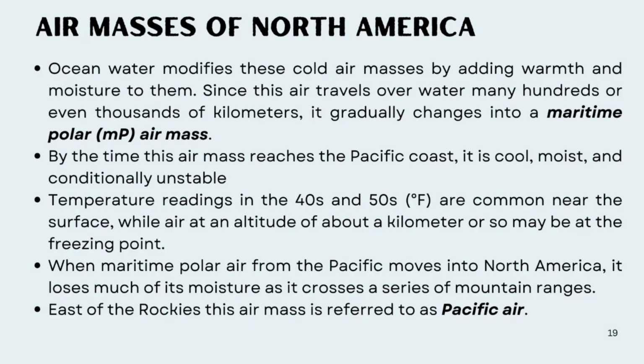Temperature readings in the 40s and 50s Fahrenheit are common near the surface, while air at an altitude of about a kilometer or so may be at the freezing point. When maritime polar air from the Pacific moves into North America, it loses much of its moisture as it crosses a series of mountain ranges. East of the Rockies, this air mass is referred to as Pacific air.